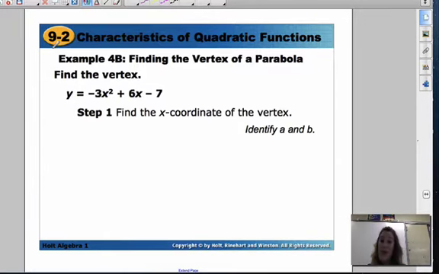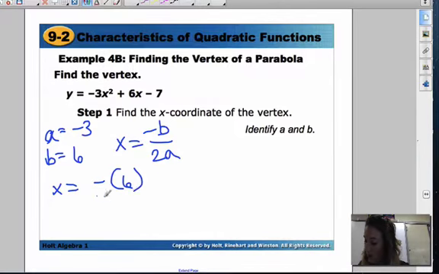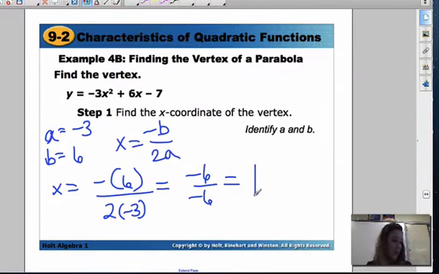All right, so the first step is to find the x coordinate. So by doing this, I'm going to first identify my a and b values. a is negative 3, b is 6. I'm going to use the axis of symmetry formula. So x equals negative, and then insert 6 over 2 times negative 3. So I have negative 6 over negative 6, which equals 1. Right? So there's my first step. X equals 1. I found my x coordinate.